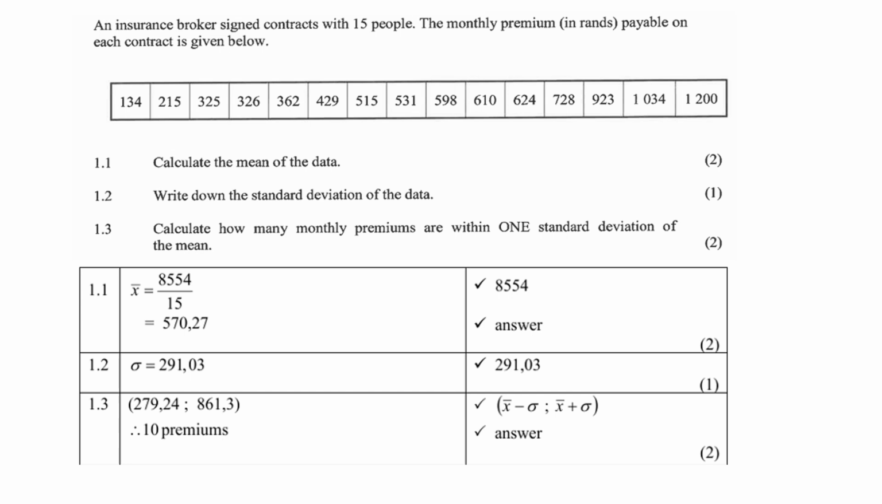But nevertheless, once you've done that, you should get a deviation of 291,03. Then, of course, now you must calculate how many monthly premiums are within one standard deviation of the mean. So here you need to use the formula. Look at 1.3 on your right hand side. Remember that formula for upper value and lower value, where you take the mean and you subtract the standard deviation to get the one value, and then you take the mean and you add the standard deviation to give you the other value. Then you will notice that if you go back to your 15 values, exactly 10 of those values lie between those two values.